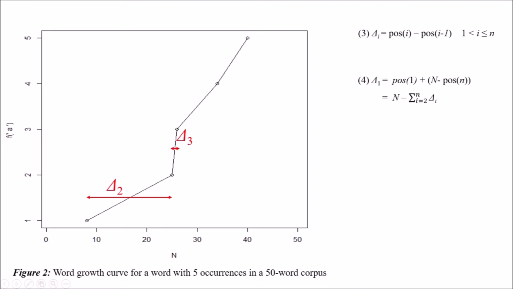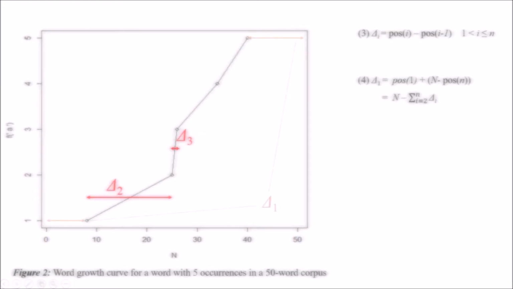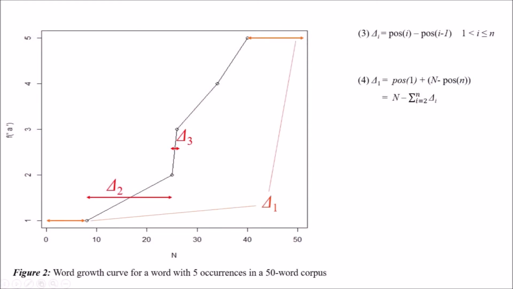An additional distance will be added called delta 1, which comprises the remainder of the corpus. It corresponds to the distance between the beginning of the corpus and the first instance of the word, plus the last instance of the word and the end of the corpus. As a consequence, the sum of all distances will correspond to the corpus size, and so an alternative way of calculating delta 1 is to subtract the sum of all other distances from the corpus size. The distances are then simply the set of all distances, delta 1 to delta n.